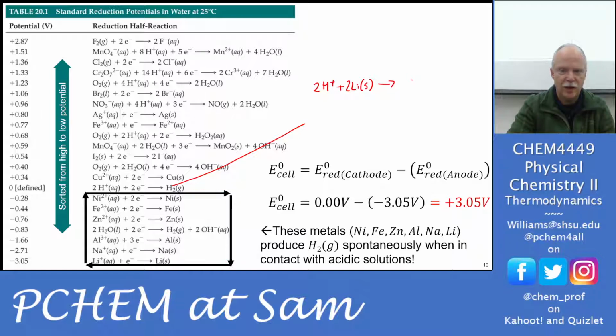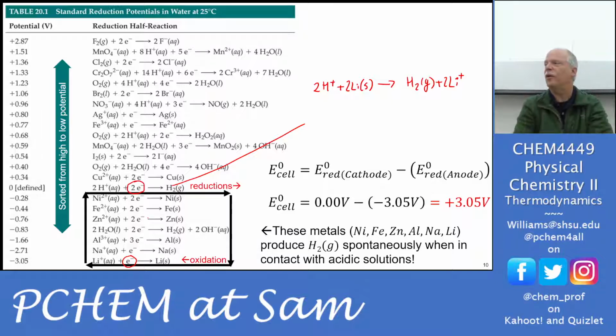And then I'm going to write the products of the top one, H2 gas plus lithium ion. And I need 2 of those. So I had to balance the electrons. I've got 1 electron down here, and I've got 2 electrons up here. So I've got to double the bottom one, so my electrons match up. And this is going to be aqueous, and this is aqueous. And this is a spontaneous pairing.